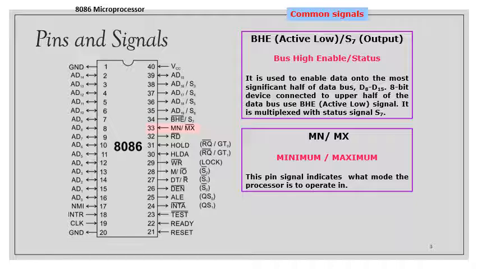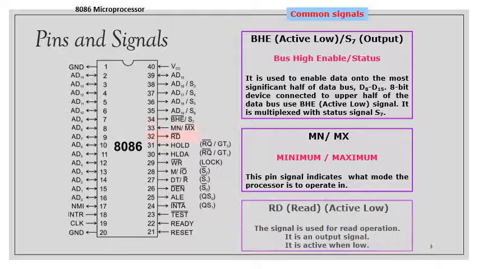This pin signal indicates what mode the microprocessor is to operate in, whether minimum mode or maximum mode. And pin number 32, RD bar: this signal is used for read operation. It is an output signal and it is active low when activated.